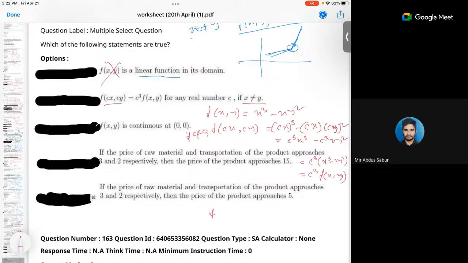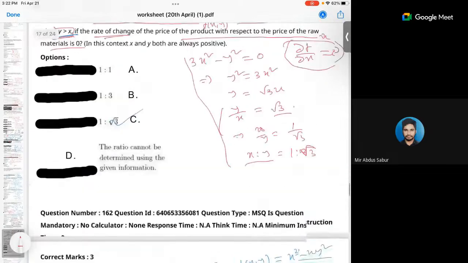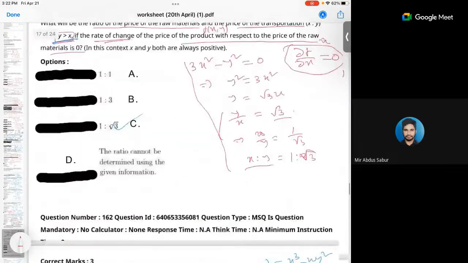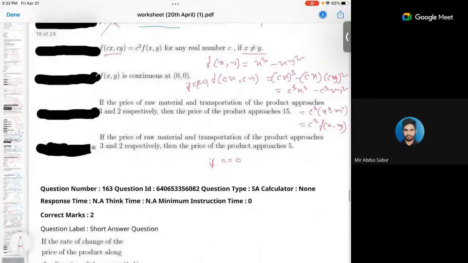And if c is equal to 0, then x is equal to y. In that case, we have to check the second option, x plus y, right? So if f(x,y) is equal to x plus y, so f of cx, cy is equal to cx plus cy, that is c of x plus y.